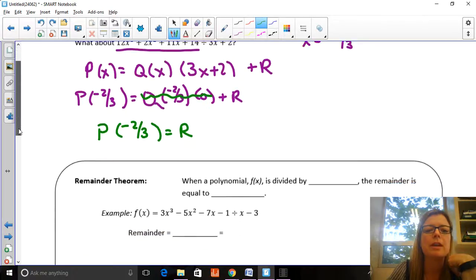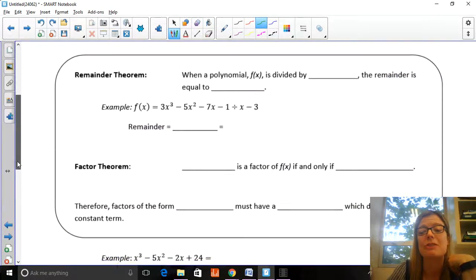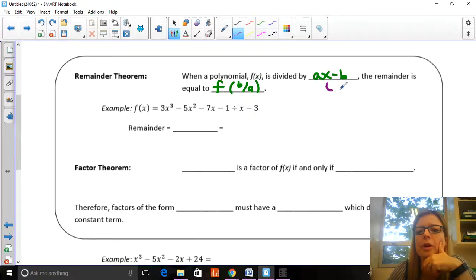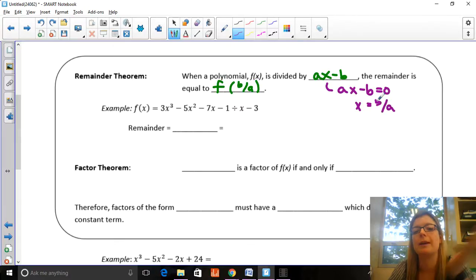Now, you might think that the remainder isn't very special, but it is special when you're factoring, because when you're factoring, all you care about is that the remainder is 0. So I'm going to show you the remainder theorem first, which leads into the factor theorem. So when a polynomial is divided by ax minus b, the remainder is equal to f at b over a. Now, you might think, Mrs. Wiens, where did b over a come from? Well, when you set ax minus b equal to 0, you just get x is equal to b over a. That's where that came from, okay?